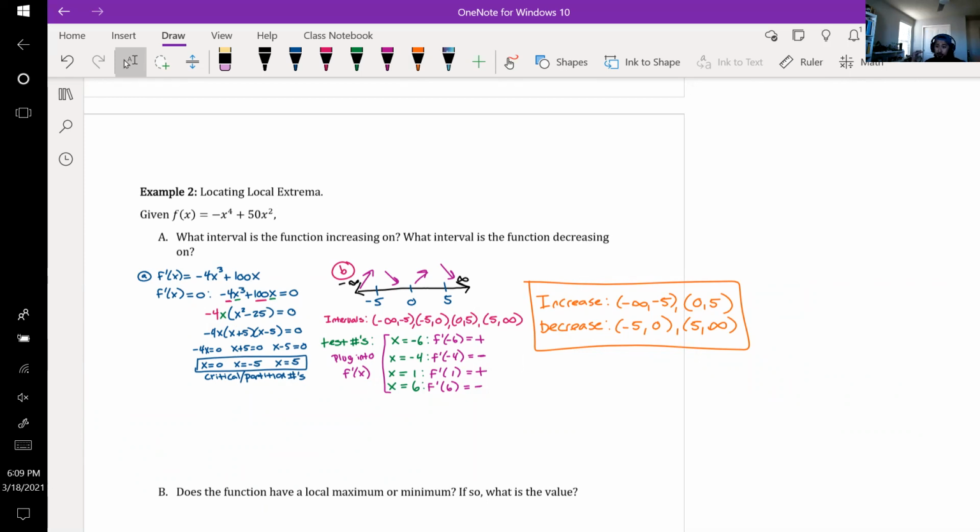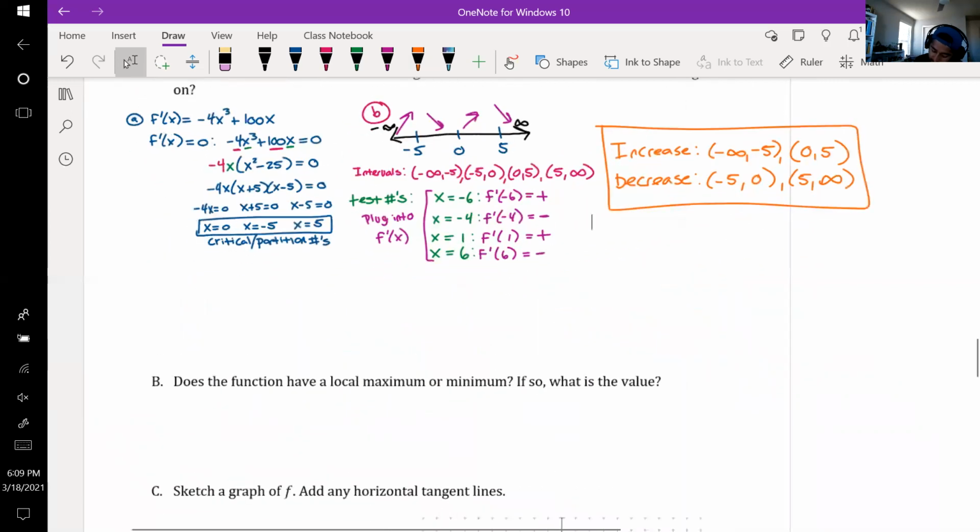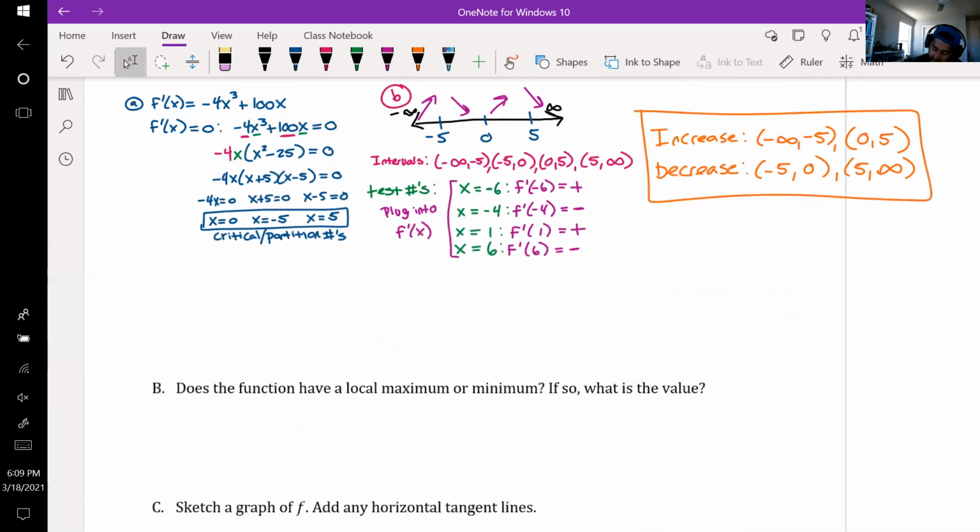Which means the next one's really easy because you use the sign chart to find them. So for B, it says, do we have maximums or minimums? So let's look at our first critical number. At -5, we increase and then we decrease. This means that -5 will be a what? Maximum. There you go. Local max.